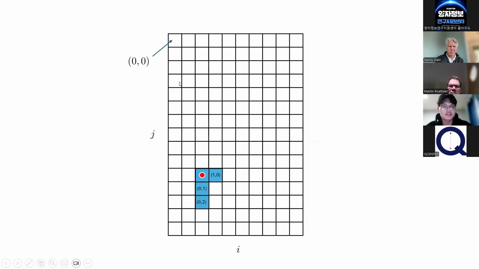So if we have this 15 by 10 grid with the origin at the top left, the reference point would be at the red dot here. And the relative coordinates for this L-shaped piece are as follows.